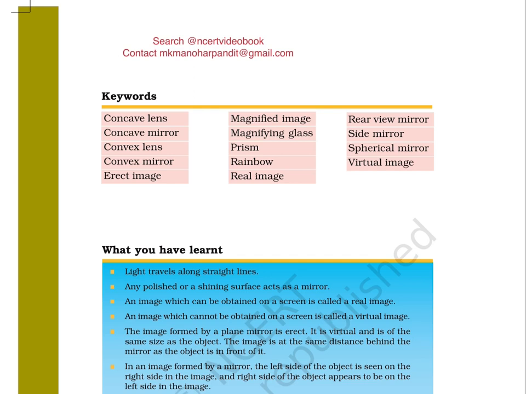Page 188. Keywords. Concave lens, concave mirror, convex lens, convex mirror, erect image, magnified image, magnifying glass, prism, rainbow, real image, rear view mirror, side mirror, spherical mirror, virtual image.